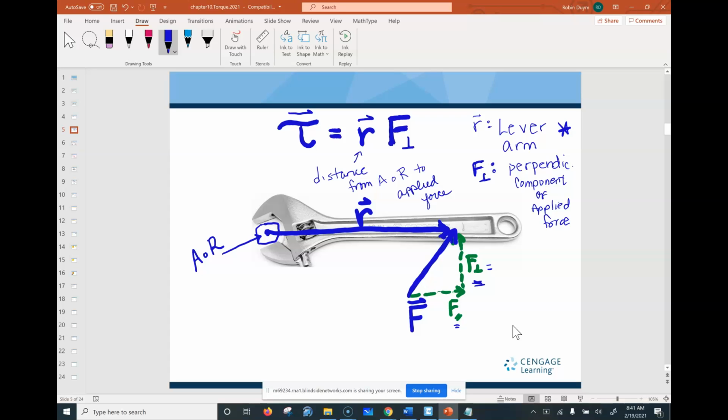Now, the direction of torque we're going to look at a little bit later in detail, so don't worry too much about it. But you can imagine that if you put a force on this wrench like this, that it's going to rotate up this way. So you can intuitively imply that it's going to be counterclockwise. Okay?